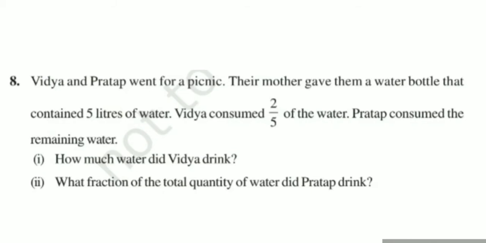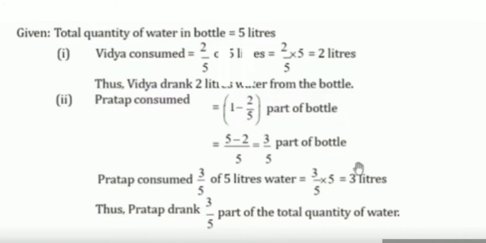So the question is, Vidya and Pratap went for a picnic. Their mother gave them a water bottle that contained 5 liters of water. Vidya consumed 2 upon 5 of the water. Pratap consumed the remaining water. So first one, how much water did Vidya drink? And the second one, what fraction of the total quantity of water did Pratap drink? Let's see the solution. Total quantity is what? 5 liters.